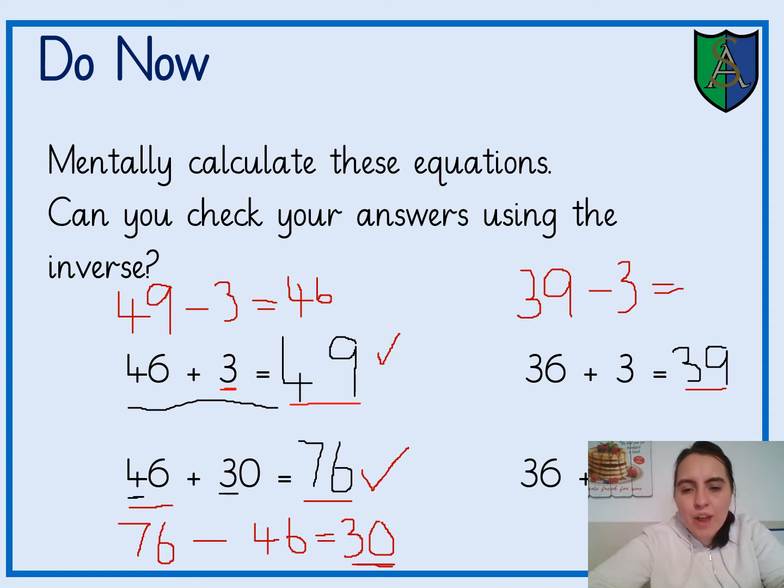39, take away 3. Well, I can do my boxing in method here, and I could do 9 take away 3, which is 6. So I'm going to do that for you now. 9 take away 3 equals 6, and then I bring my 30 down. So my answer is, put them back together, 36. So I know that the calculation I did earlier is correct because my parts are still 36 and 3, which are equal to my whole, which is 39.